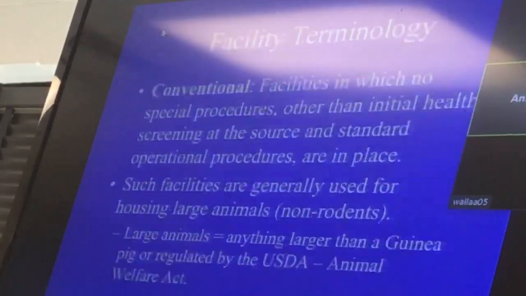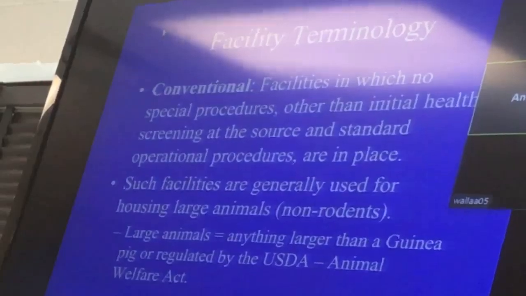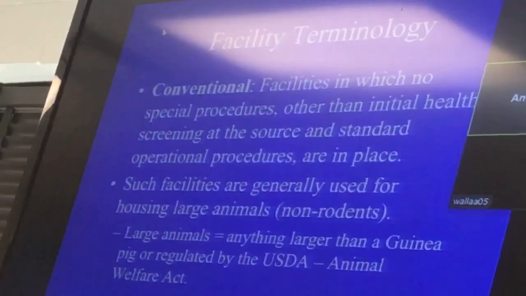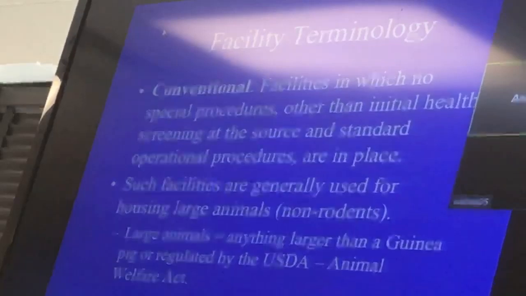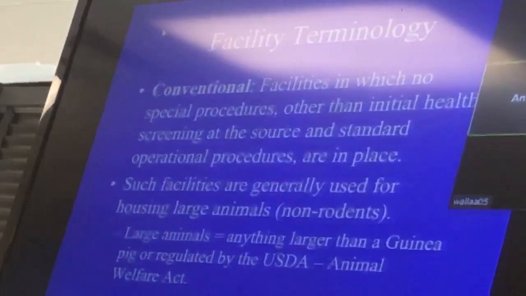Let's talk about some terminology that is specific to the laboratory animal environment that comes into play when you're talking about the different types of facilities. So one term that you'll hear is called a conventional facility. And conventional facilities are facilities in which no special procedures other than initial health screening at the source and standard operating procedures are done. So an example of a conventional facility would be really a typical private practice environment or a veterinary teaching hospital, to be honest with you.